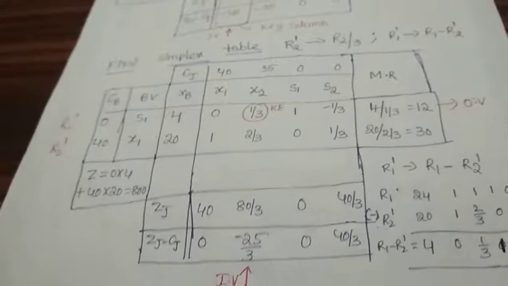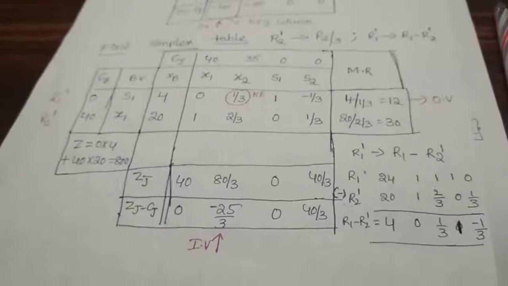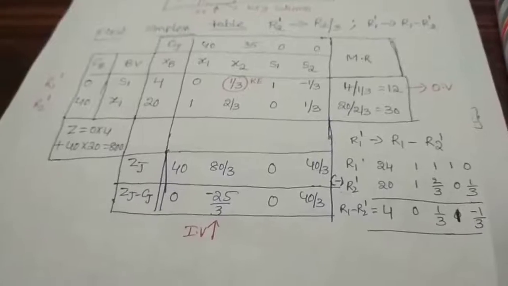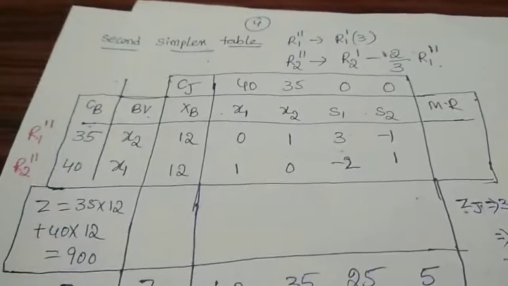Next step is we are converting the key element into 1. So the element below is converted into 0. Like that we are applying the row operations. Next coming to the second simplex table. So these are the row operations we are applying.